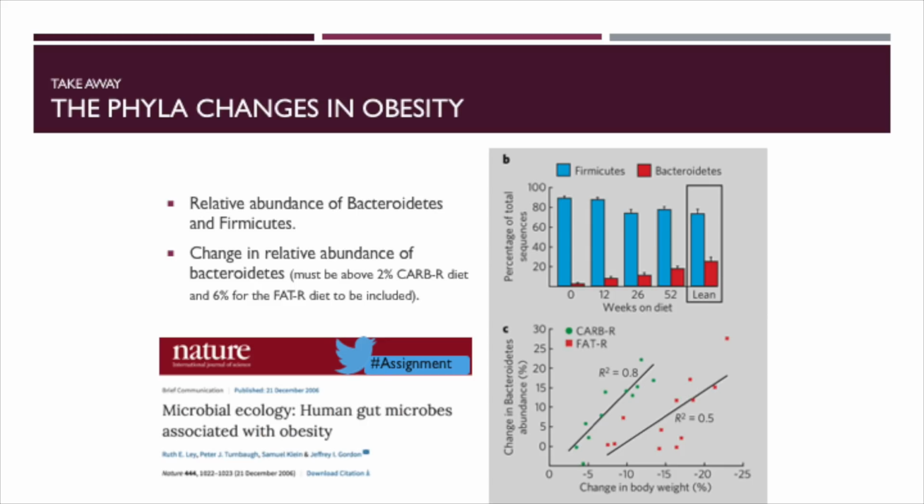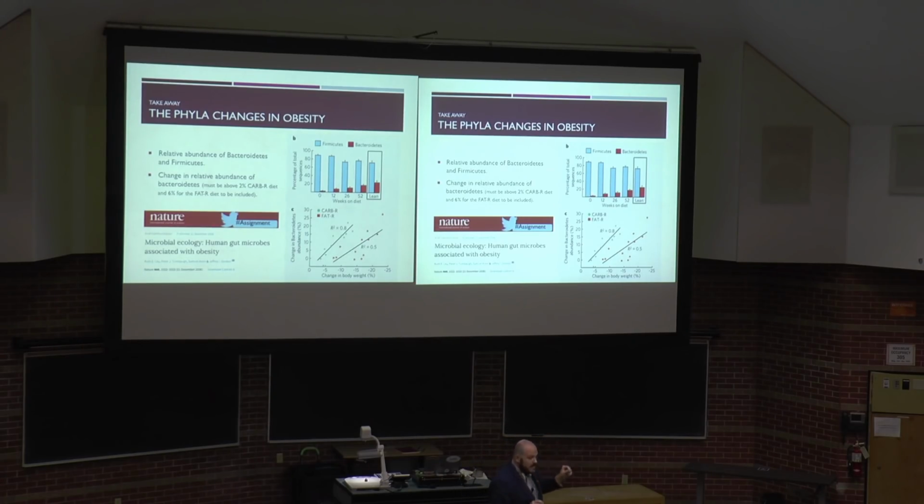So these people that took part in this study have lost weight. If you lost weight on either the carbohydrate-restricted diet or the fat-restricted diet, if you lost 2% of your body fat, you were included in the study, and for fat, you had to lose 6%. But look, you can see that the population ratio between your bacteroidetes and your firmicutes changes as you lose weight. So as you're dieting, as you're restricting the amount of calories, that population of your gut responds.